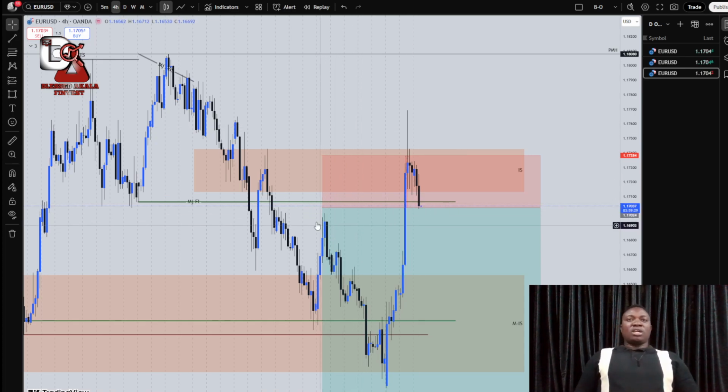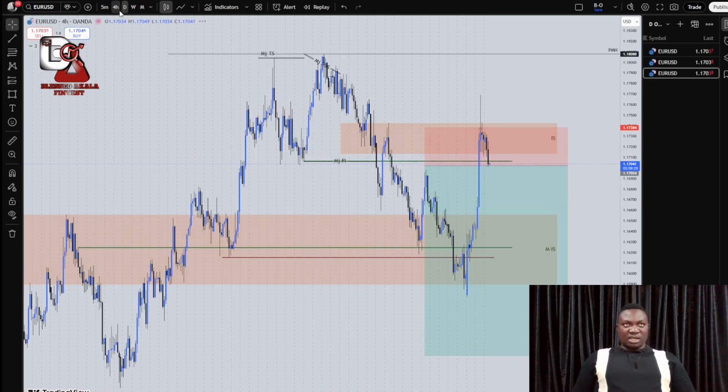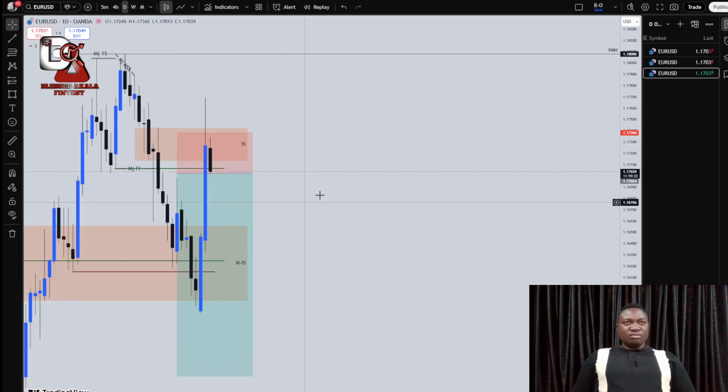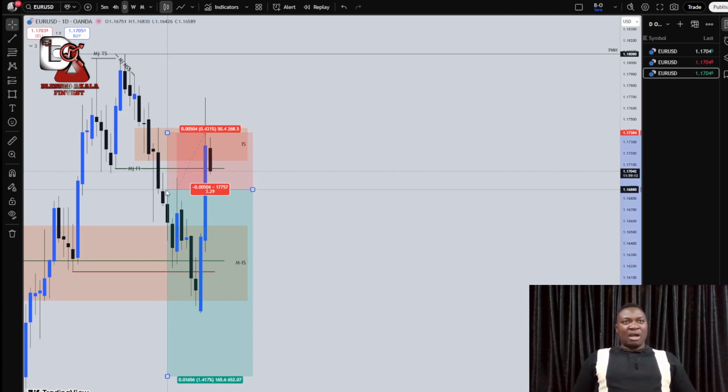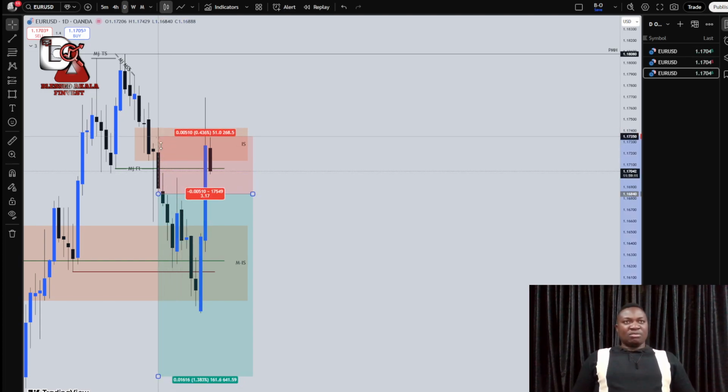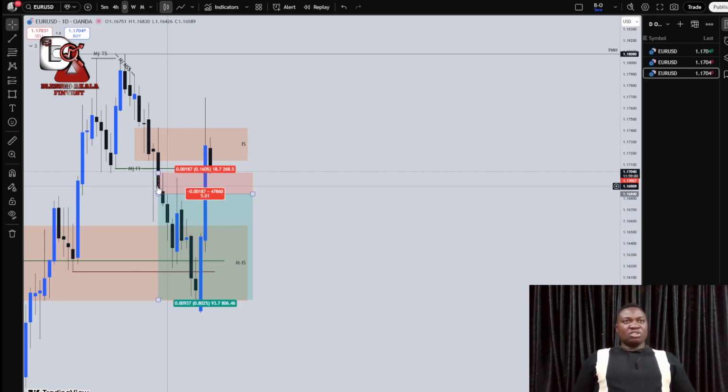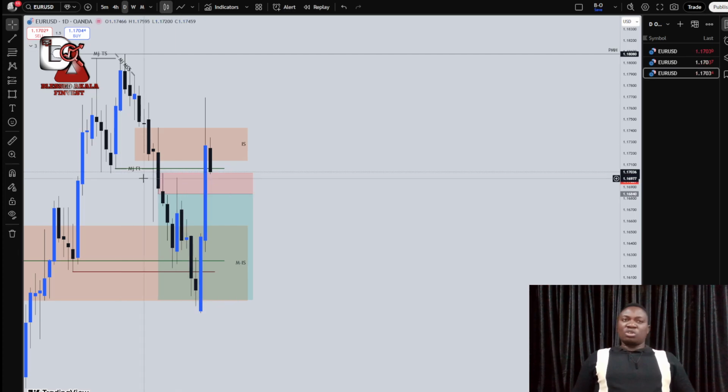So we missed the entry here, and I noticed on daily that we did have an internal structure here below our mitigation block, which could have easily been our entry, which would have given us an easy 1 to 5 for last week. And I did not observe this internal structure on daily.